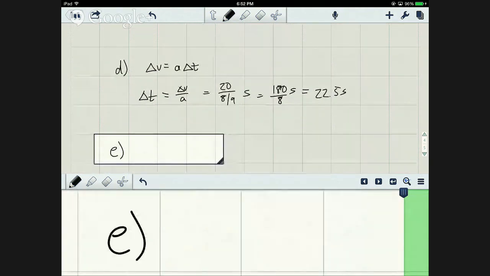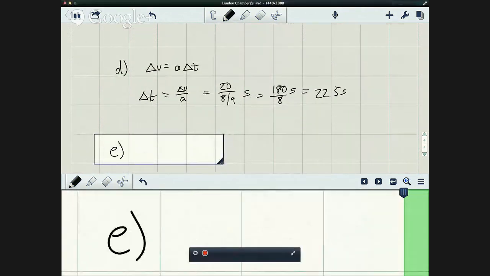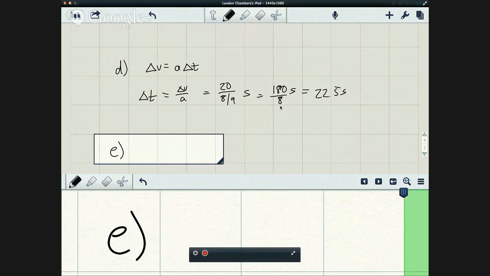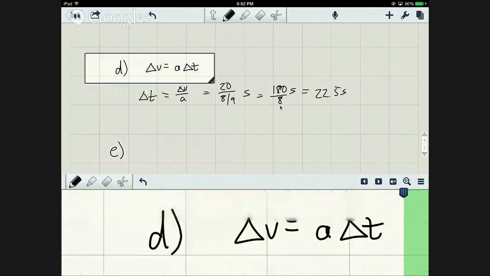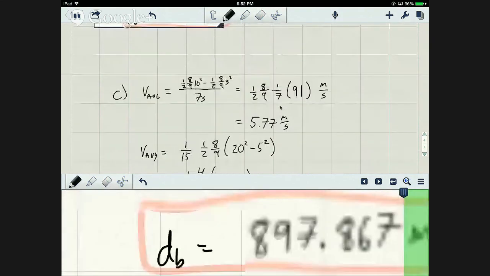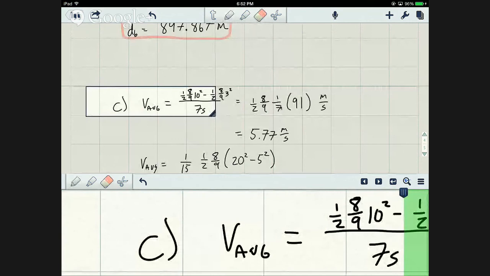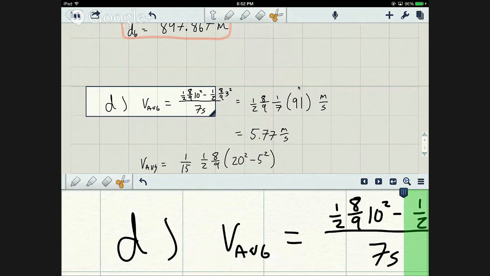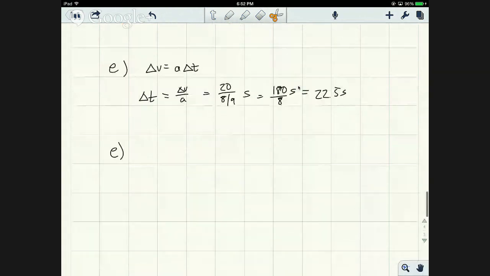E. Okay. Oh. Oops, this was part E. And this was part D. And I think I skipped part C. Yeah, I skipped part C. Sorry about that. Let's just do it down here.